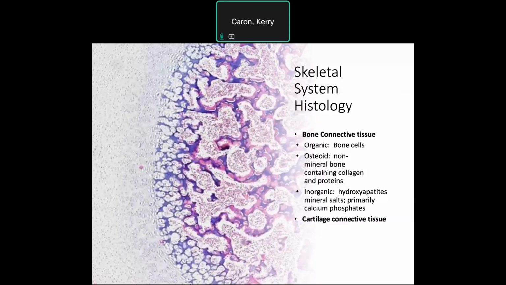There are bone cells, and they are osteoid, which are non-mineral bone, which has the collagen and the proteins in it. And then there are inorganic cells in it. Okay, cartilage is also connective tissue. So you have bone as connective tissue and cartilage as connective tissue.